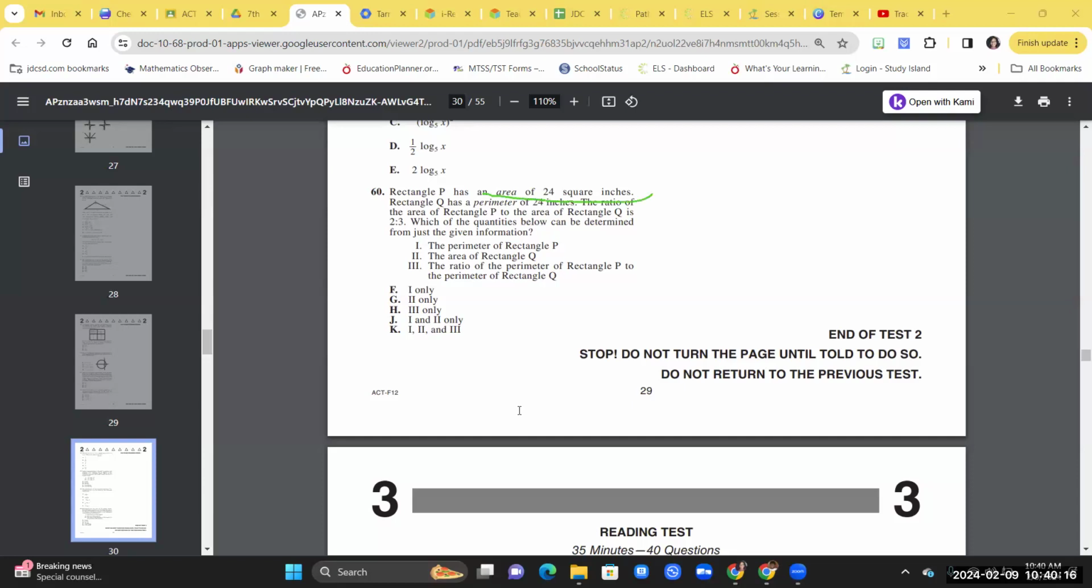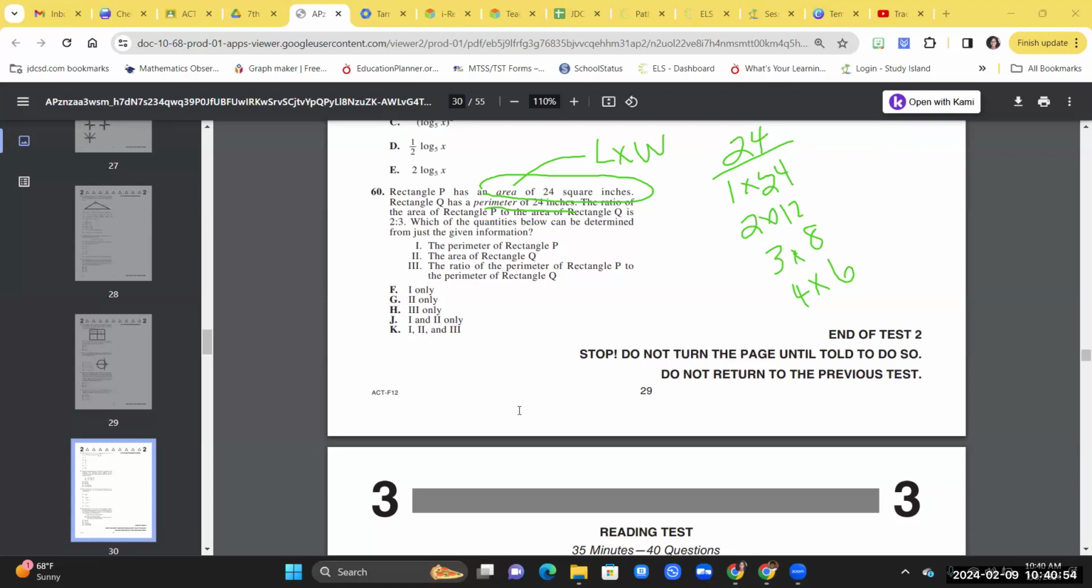All right, area. Area can vary, but we know it can be length times width. They can be any factors of 24: 1 and 24, 2 and 12, 3 and 8, 4 and 6. Perimeter can also vary, it just depends. But if you know the perimeter, you can find the side lengths to get the area. So first, the perimeter of P.